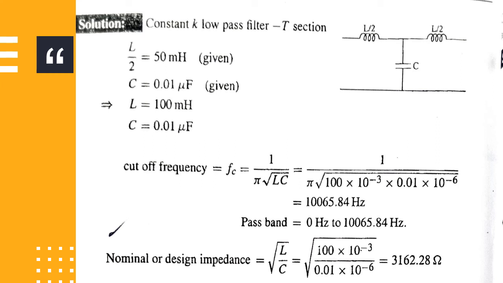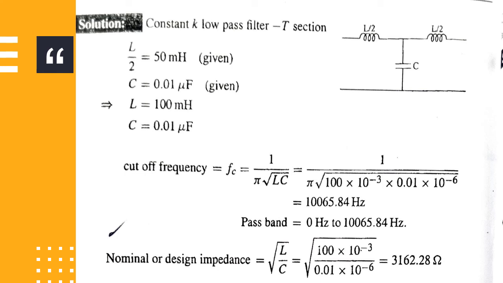So what is given in the numerical? L by 2 is 50 millihenry. The capacitor value is 0.01 microfarad. Substituting, L will be equal to 50 into 2, that is 100 millihenry. Capacitor is 0.01 microfarad. Likewise, find out the cutoff frequency FC equals 1 by pi root of LC. Here the L and C values are given, so you can find the cutoff frequency. Now for the pass band, the frequency ranges from 0 to 10065.84 hertz.